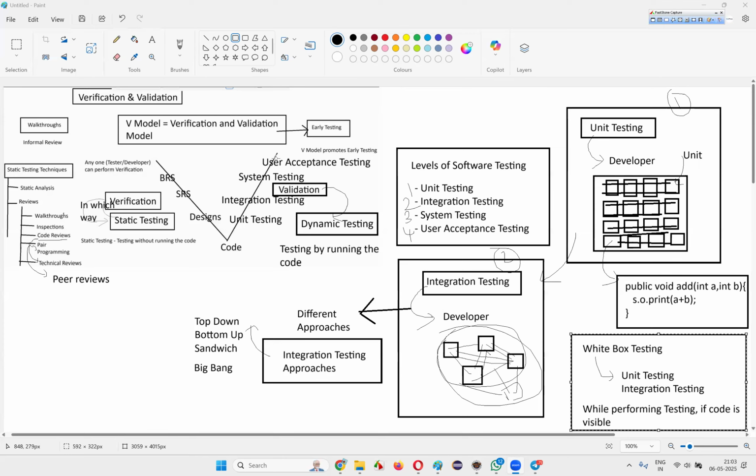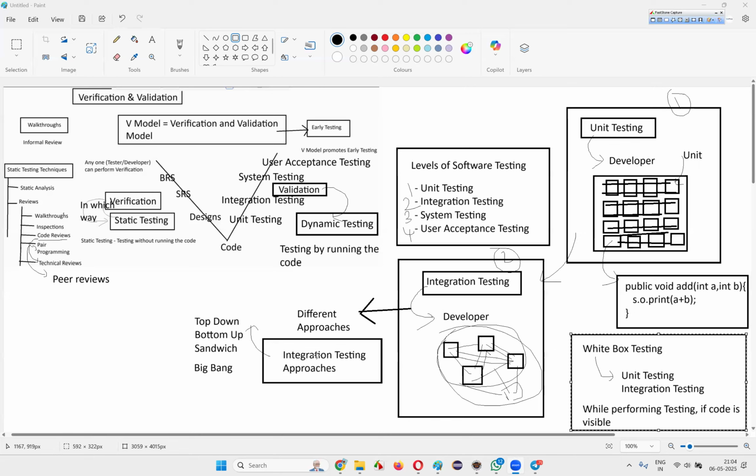Then what about system testing and user acceptance testing? Who will be performing the system testing and user acceptance testing? Software testers will be performing that. Will the software testers be able to see the code while performing system testing and user acceptance testing? No, that is called black box testing. I'll cover black box testing tomorrow. Like the way I covered white box testing, the remaining parts will be covered tomorrow.